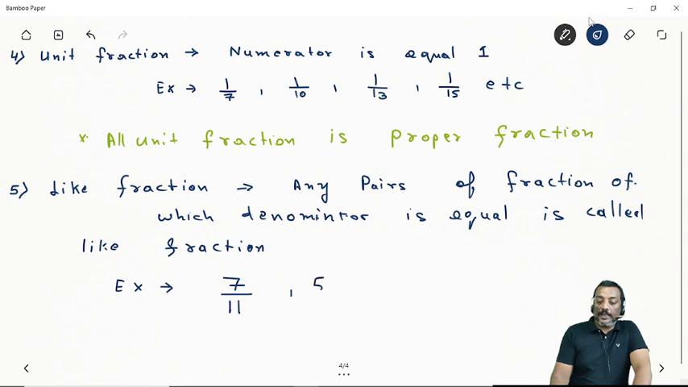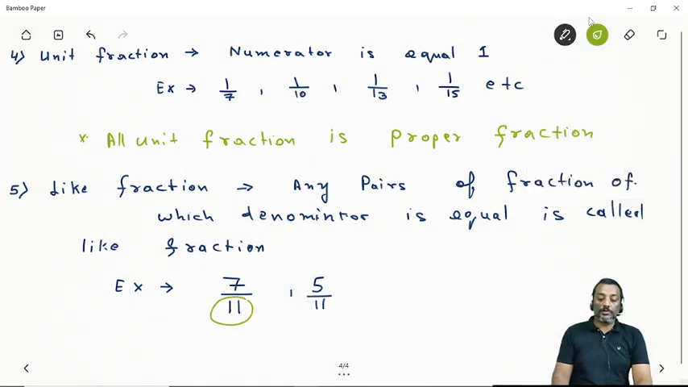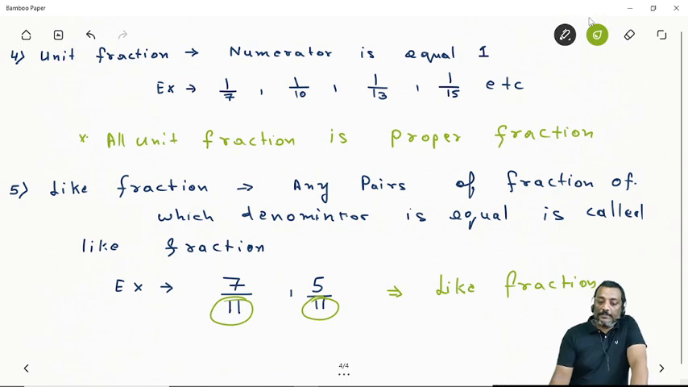Okay, so example-wise, you can say 7/11 and 5/11. You can see both have the same denominator, so they are considered like fractions. Okay, if anyone has like fractions, we can easily compare them based on the numerator. The fraction whose numerator is bigger is the bigger fraction. The fraction whose numerator is smaller is the smaller fraction. So that we will see in the coming classes.